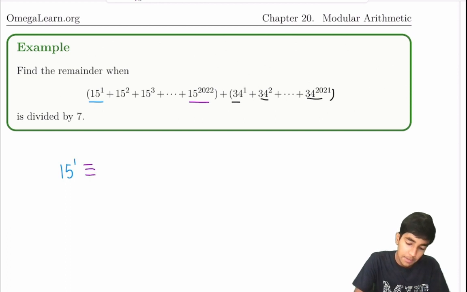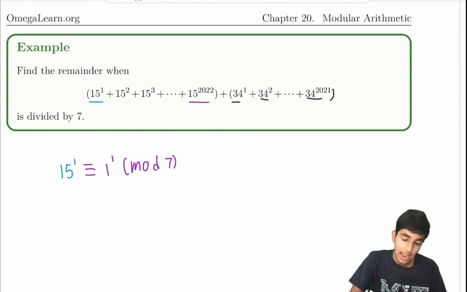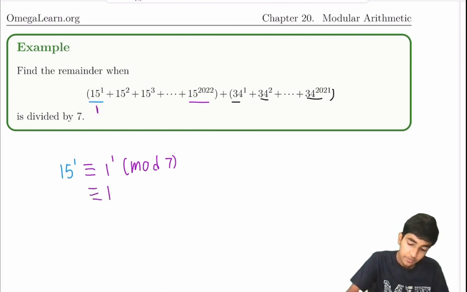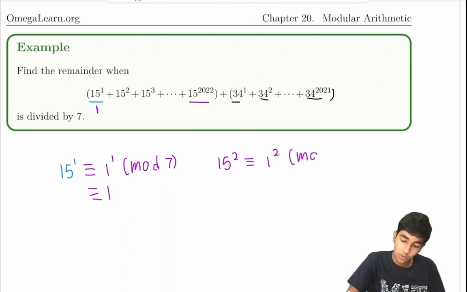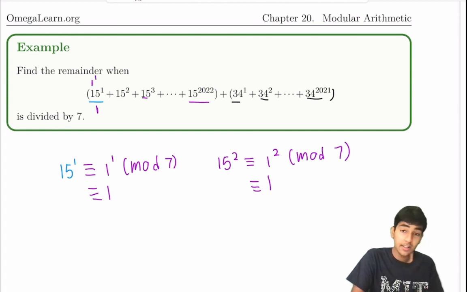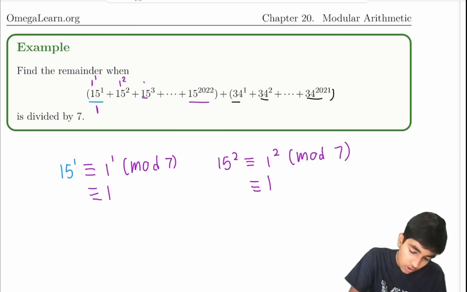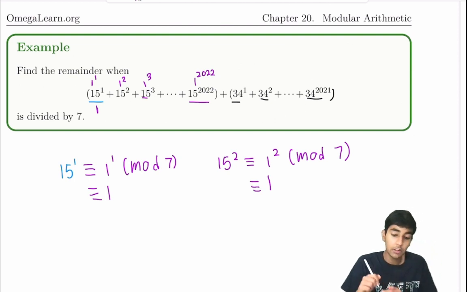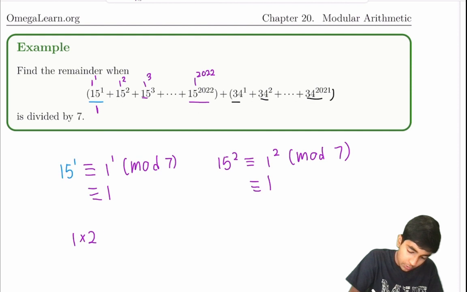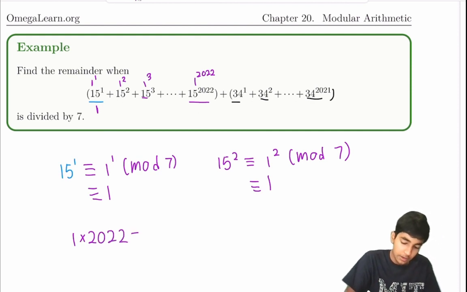Remember, this is just going to be the same as 1 to the 1 mod 7, because 15 and 1 are congruent mod 7, and this is just 1. Now 15 squared is going to be 1 squared mod 7, because 15 and 1 are congruent mod 7. So this is also just 1. And it turns out that for each of these values, this whole giant sequence is the same thing as 1 to the 1, 1 to the 2, 1 to the 3, up to 1 to the 2022. So every term in this sequence is 1. So it's just 1 times 2022 mod 7 for the first part.